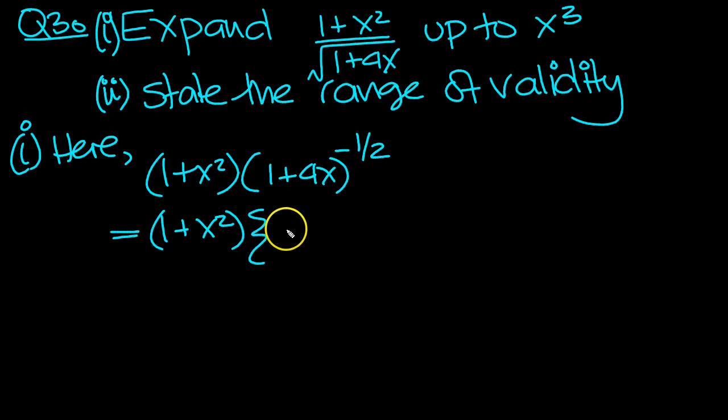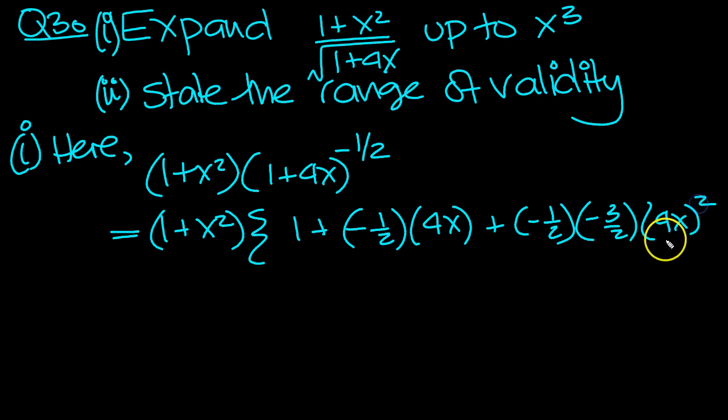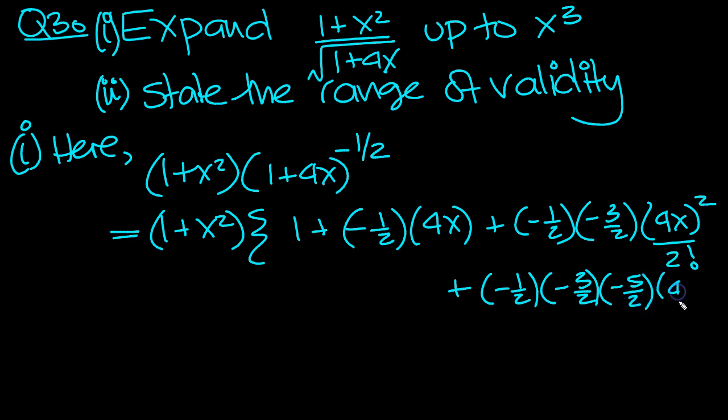Now we'll use the binomial theorem. 1 plus nx, so minus a half is the n, times the 4x, which is the x, so to speak. nx plus n(n minus 1)x squared over 2 factorial plus, we need one more term, don't we? n(n minus 1)(n minus 2)x cubed over 3 factorial plus dot dot dot.